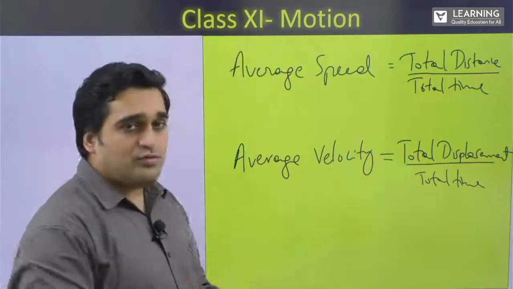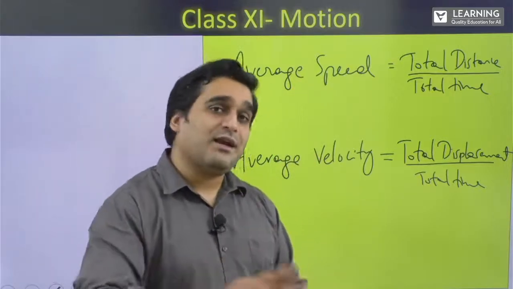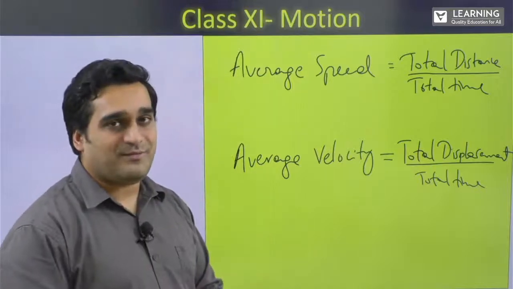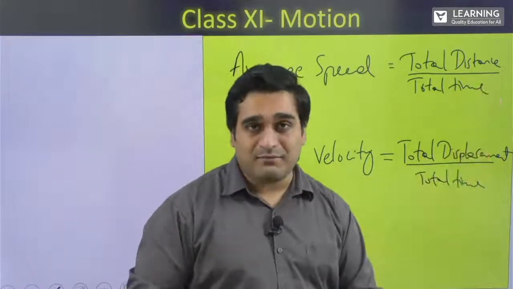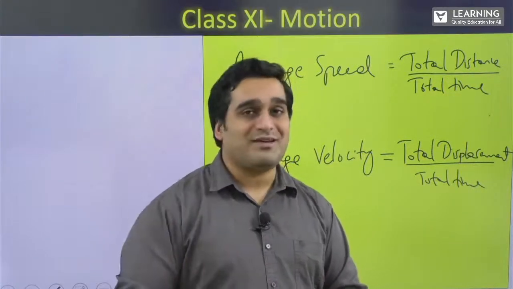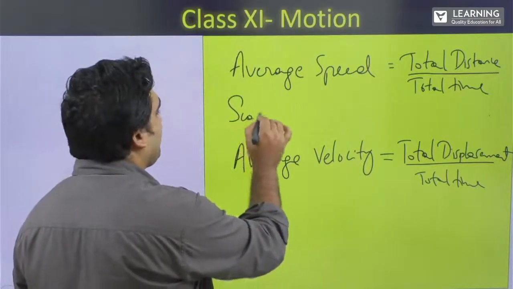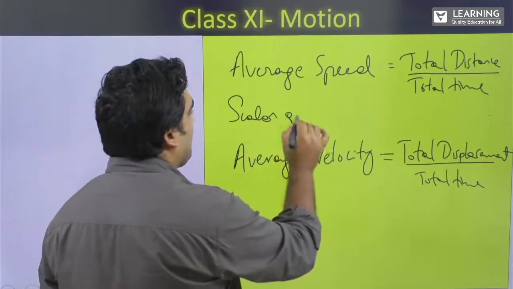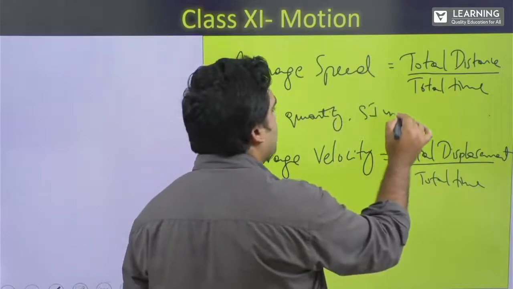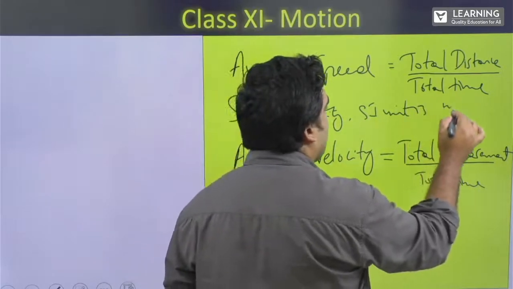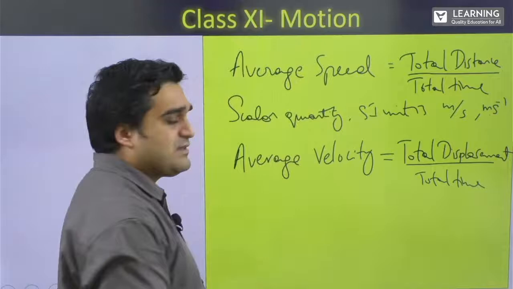So among the two, which one falls under a scalar quantity and which one falls under a vector quantity? Since average speed is defined as distance by time, and distance is a scalar quantity, average speed should also be a scalar quantity. So this is a scalar quantity whose SI unit is meter per second, also given as m s^-1 in exponent form.